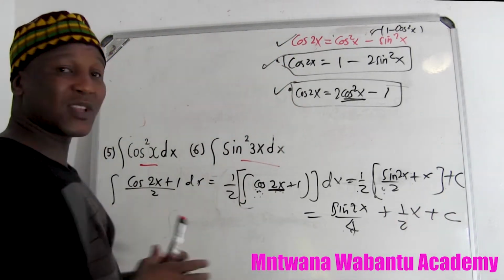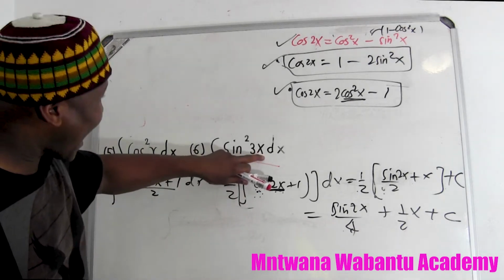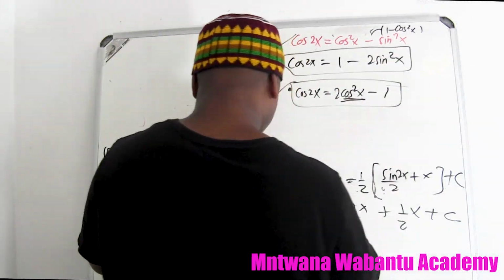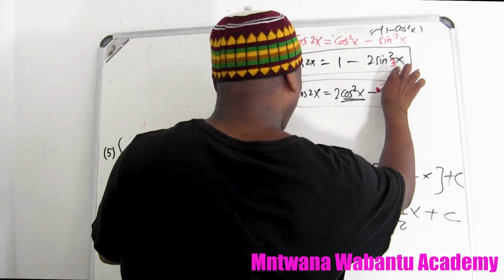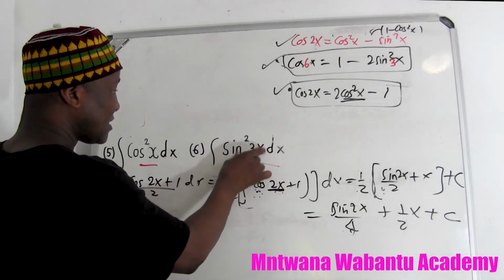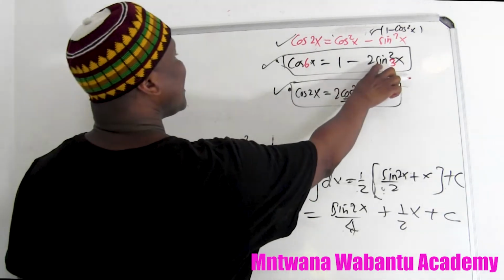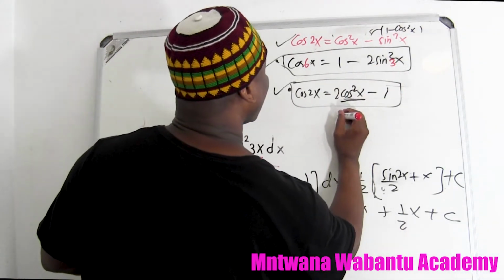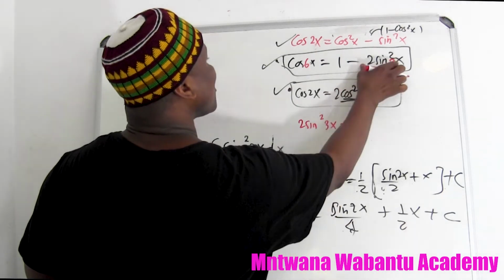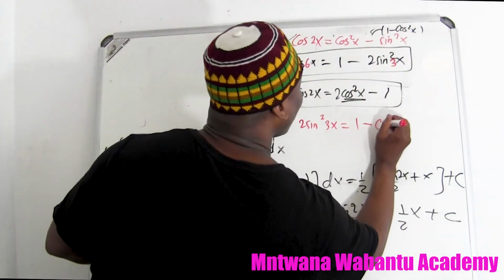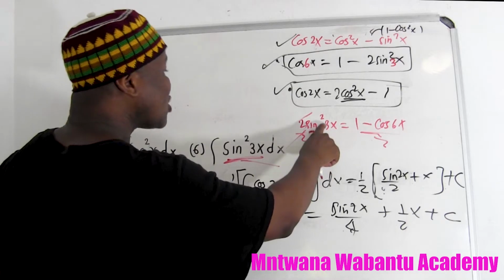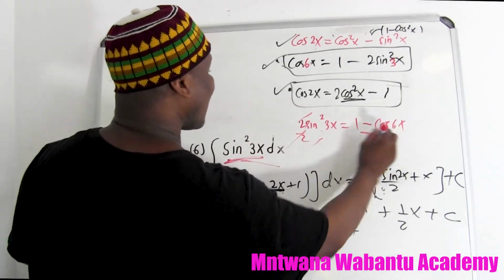So we come to the next one. The same tactics, right? They want sine square 3x, so I'd rather use this one. Sine square, but this is 3x, so this must be 3 here. If this is 3, then this must be 6 because it's twice of it. Now if I want to replace sine square 3x, it's going to be, this goes to this side, 2 sine square 3x equals, because it became positive, 1 minus cos 6x. Divided by 2 divided by 2, and this cancels. So sine square 3x equals 1 minus cos 6x over 2. So I can replace it.